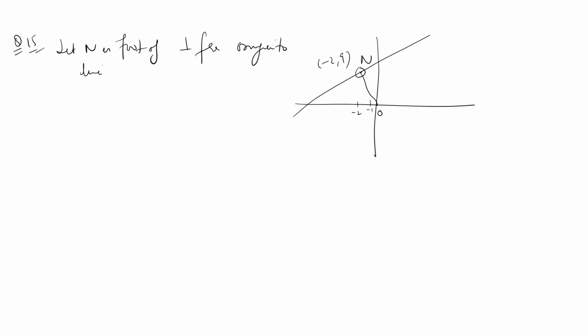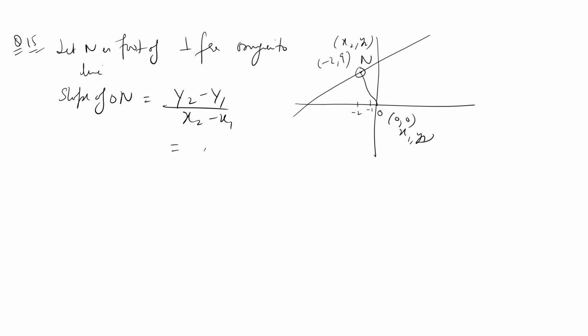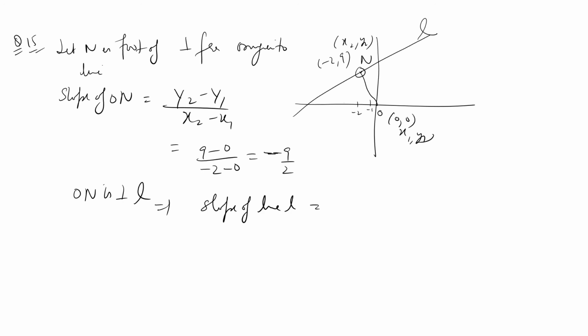So can anybody tell me how can we find the slope of ON by using this form? So I can take the points origin as x1, y1 and this is x2, y2. So this is (y2 minus y1)/(x2 minus x1), so this is your minus 9 by 2. हाँ जी, ये बताइए ON में और लाइन में क्या रिलेशन है? Shall I say ON is perpendicular to L? So what is the slope of line L? Is it 2 by 9?